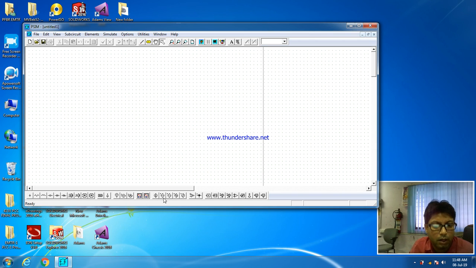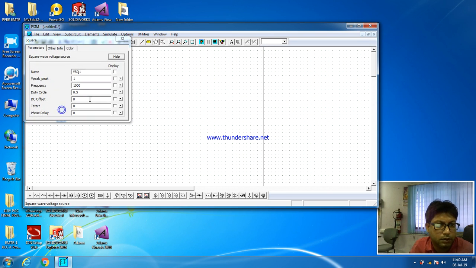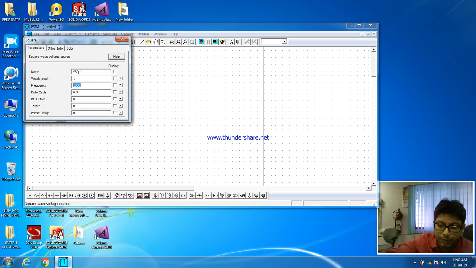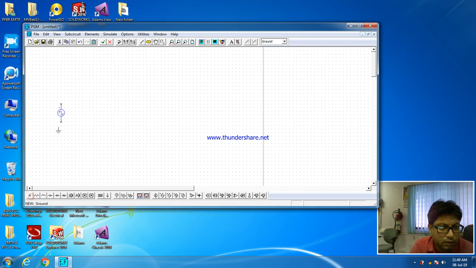So now let us take the pulse waveform. This is the pulse. Say my pulse frequency is 5 kilohertz. First, I will invert it. This is the inverted pulse. Whatever pulse is coming, the NOT gate will invert it.